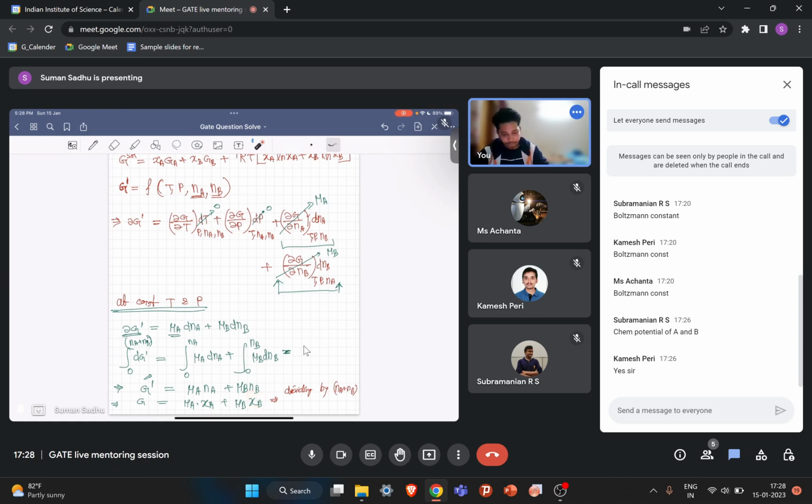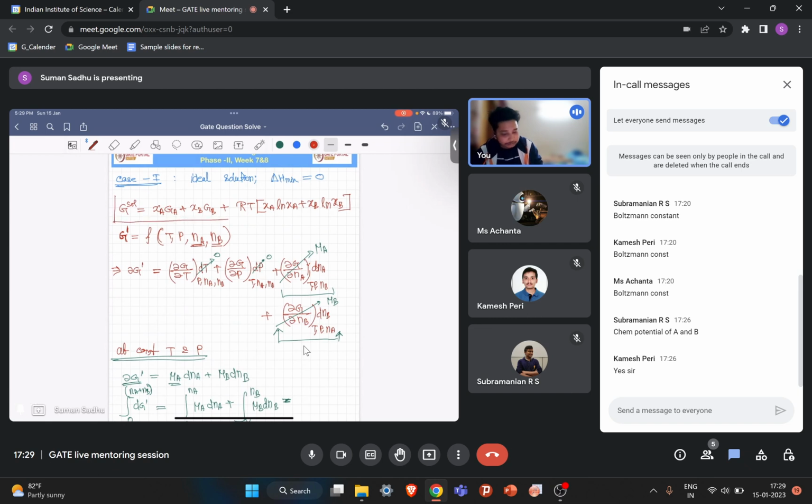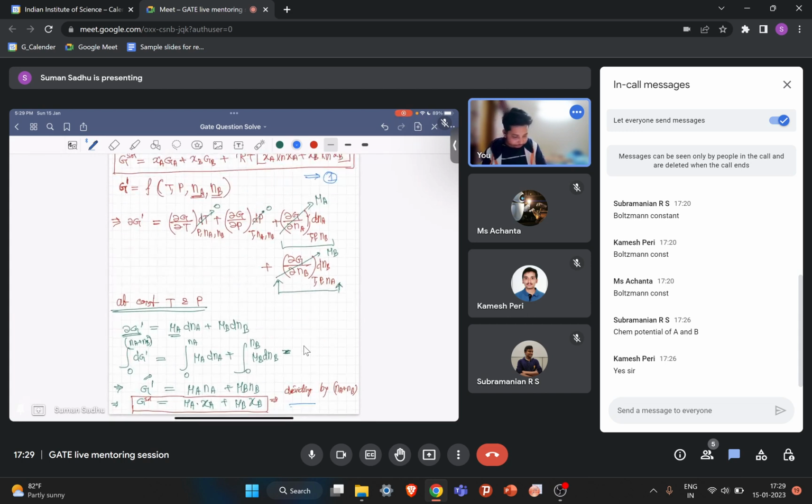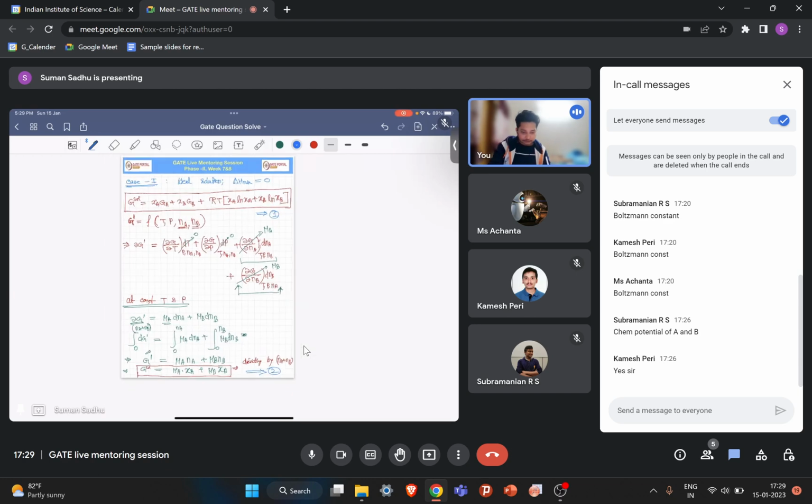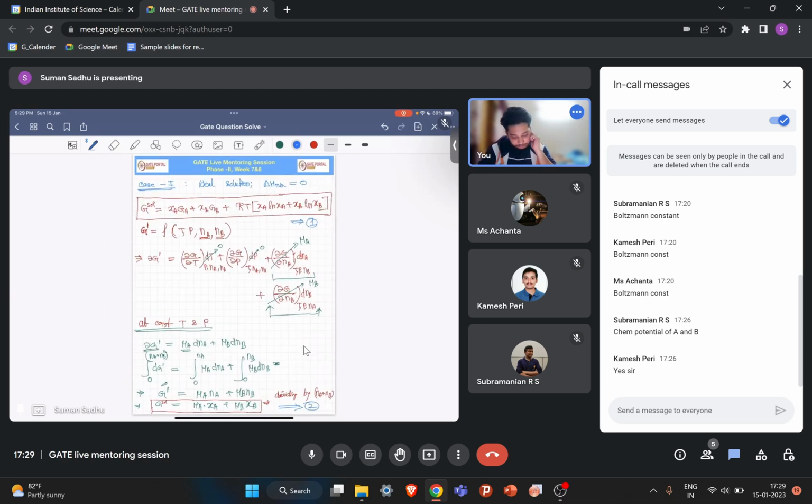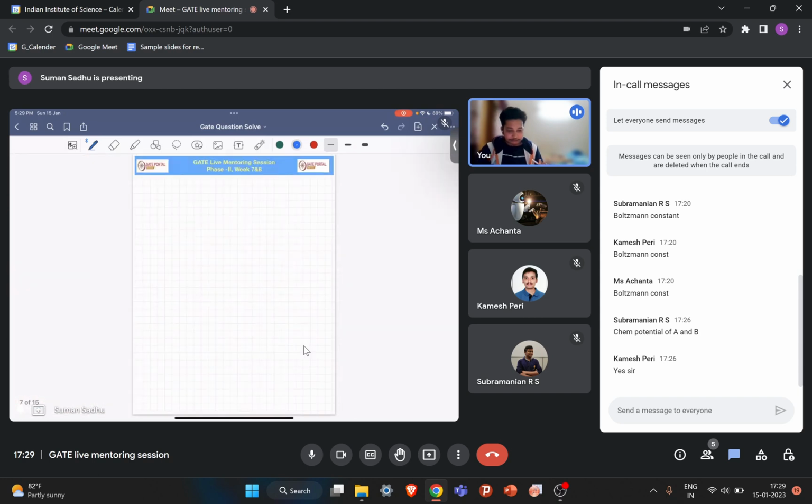So we can write that G in terms of chemical potential. So this is the G of solution in terms of chemical potential, and this is G of solution in terms of mole fraction and molar free energy of pure A and pure B. So let us consider this as equation 1, and let us consider this as equation 2. So from equation 1 and equation 2, if we compare, what we will get? I am writing in the next page the equation 1 and equation 2.